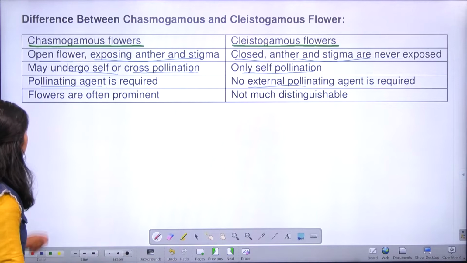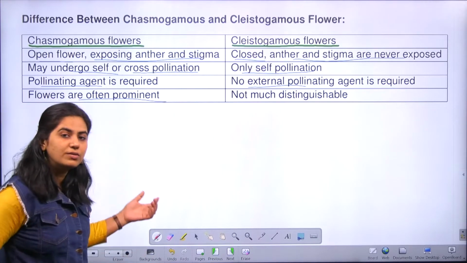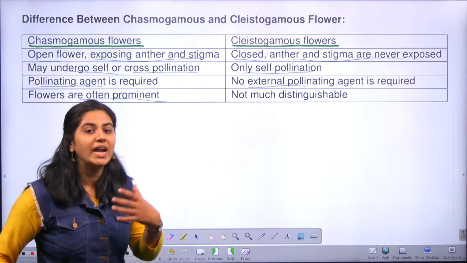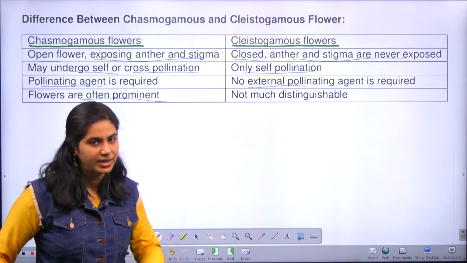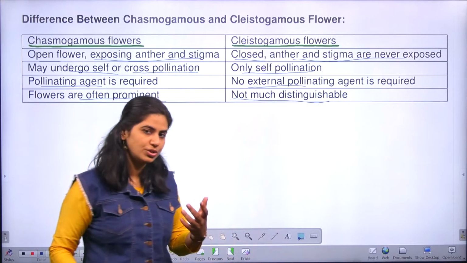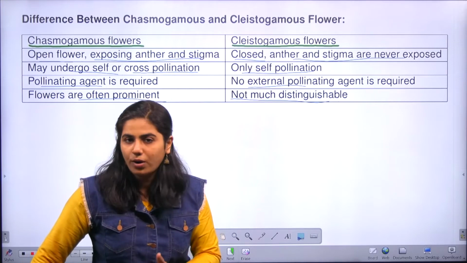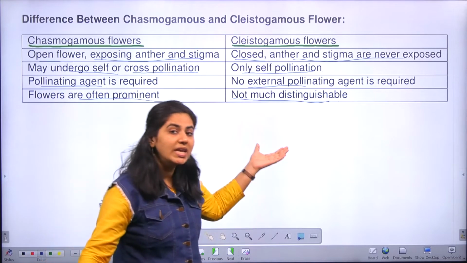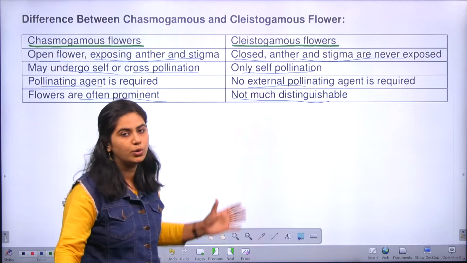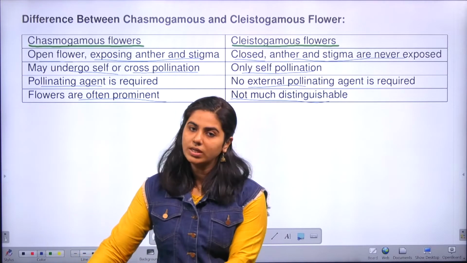And the last one is flowers are often prominent, right? Here the flowers should be prominent so that they can attract biotic pollinators. In Clistogamy, the flowers are not much distinguishable, because flowers become prominent or colorful to attract pollinators. Here they don't need any external pollinators, so the flowers won't be much prominent or colorful. So we can go to the next option.